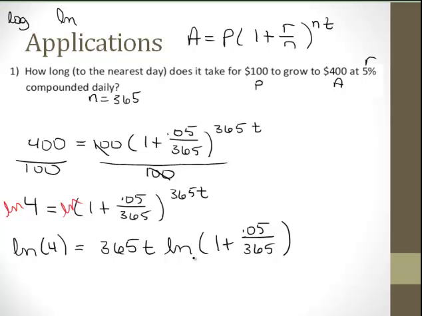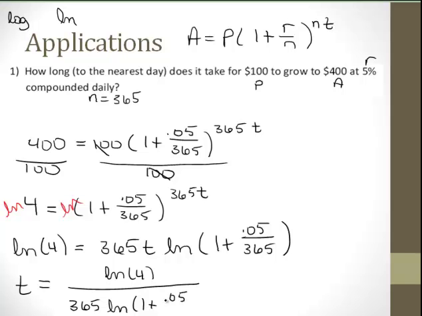Now we have t times all of this, so we need to divide by all of that stuff. So we have t is equal to natural log of 4 divided by all the stuff that's with the t: 365 natural log of 1 plus 0.05 over 365. Okay, so the hardest part with this kind of problem is probably going to be putting it in the calculator. So I'm going to use the store button quite a bit.